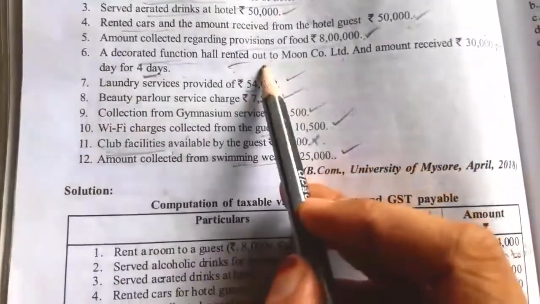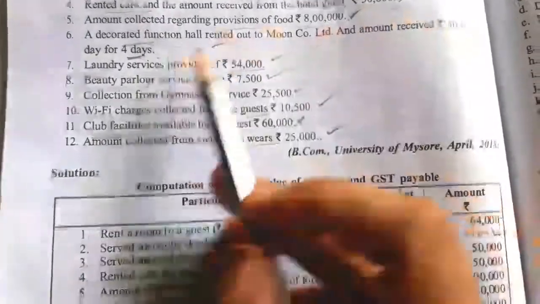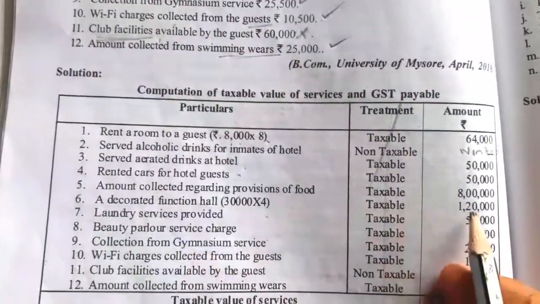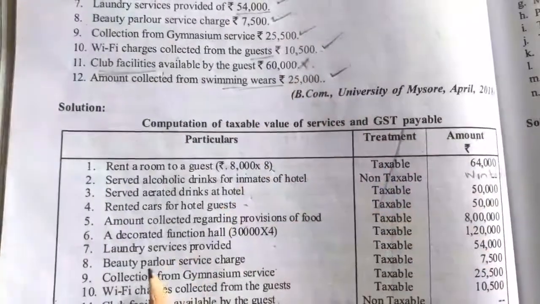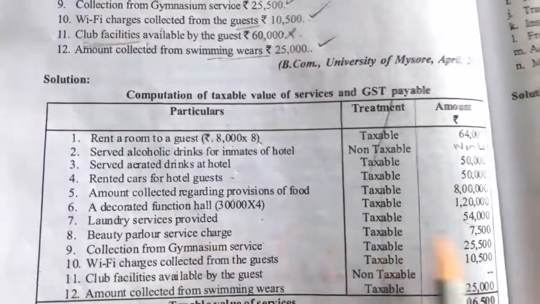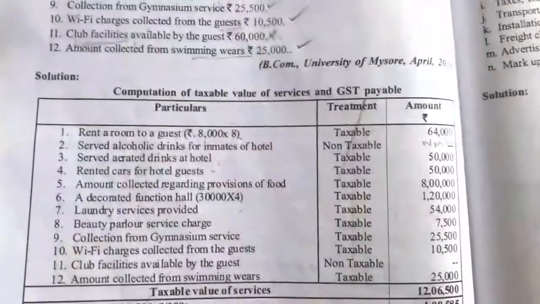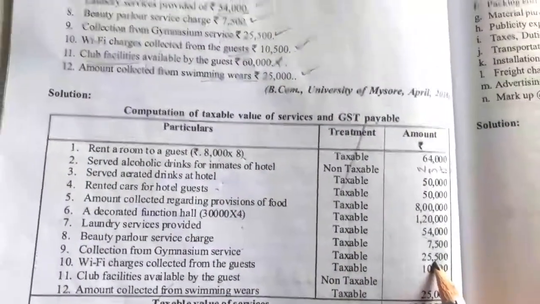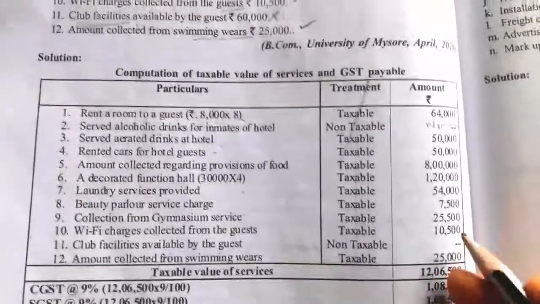Then decorated function hall. The amount received is 30,000 for 4 days. So 30,000 into 4 we have to take. So it is 1,20,000. Then laundry services provided is 54,000, taxable. Then beauty parlor services is 7,500, we have to take in the amount column. Collection charges from gymnasium services, rupees 25,500, is taxable. Then Wi-Fi charges collected from a guest also taxable.